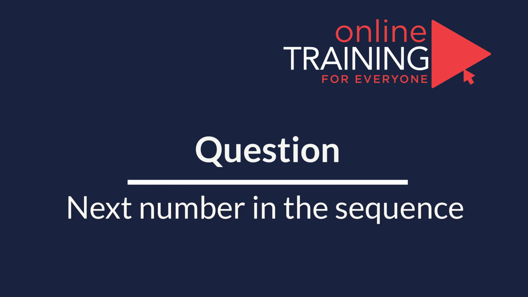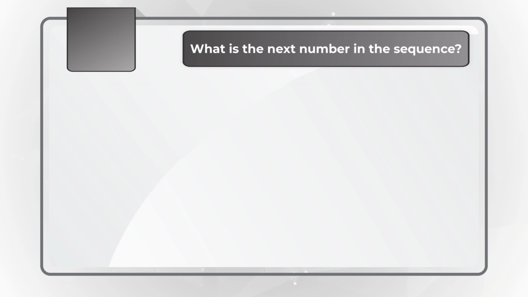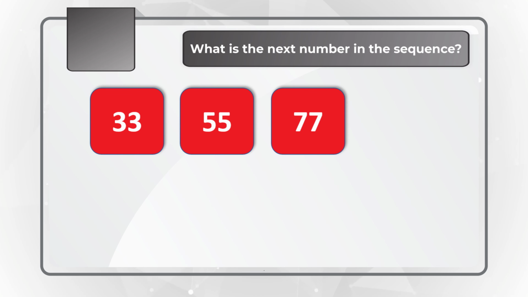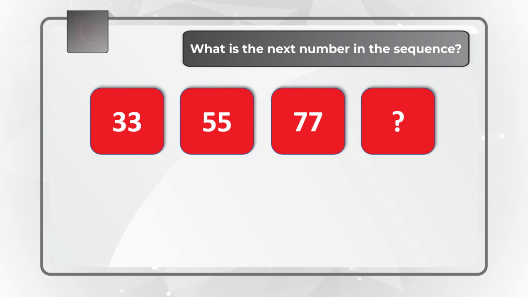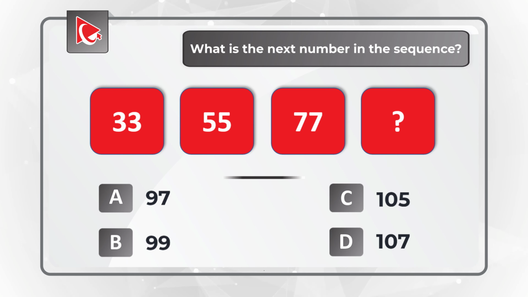Would you like to try your own skills now to see how well you can solve the challenge? This is your opportunity to find the next number in the sequence. You're presented with 3 different numbers, 33, 55, 77, and 1 number is missing. You have 4 different choices to select the solution. Choice A, 97, choice B, 99, choice C, 105, and choice D, 107.